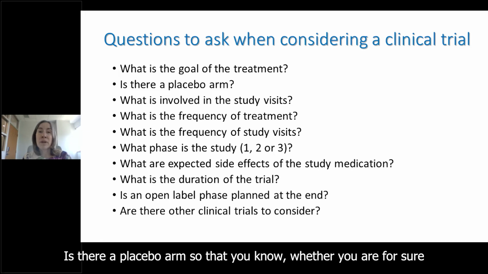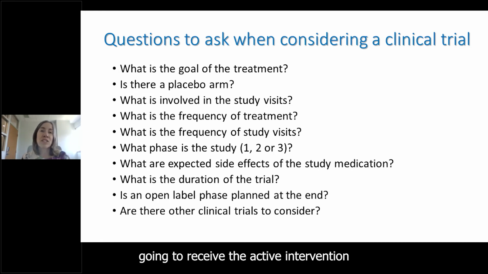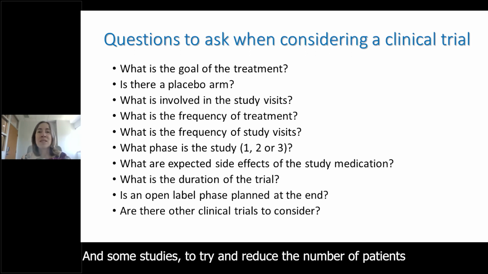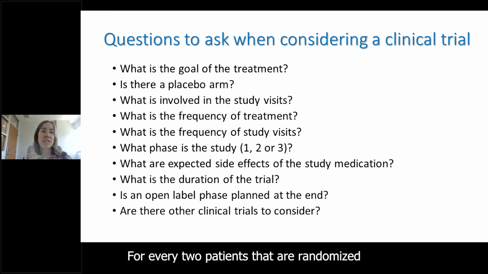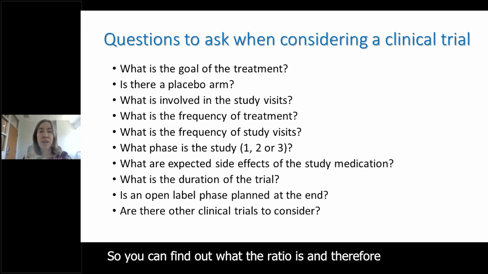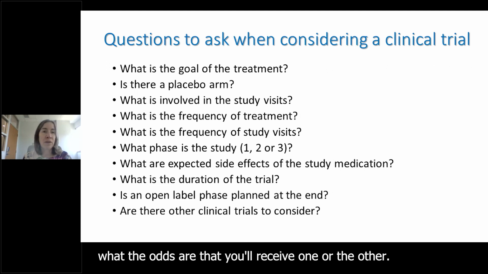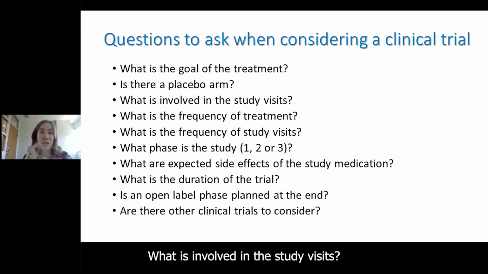Is there a placebo arm, so that you know whether you are for sure going to receive the active intervention or if you might be randomized to one or the other? And some studies, to try and reduce the number of patients that receive the placebo, will have different ratios. So they may have, for every 2 patients that are randomized to the active intervention, 1 randomized to placebo. So you can find out what the ratio is and therefore what the odds are that you'll receive one or the other.